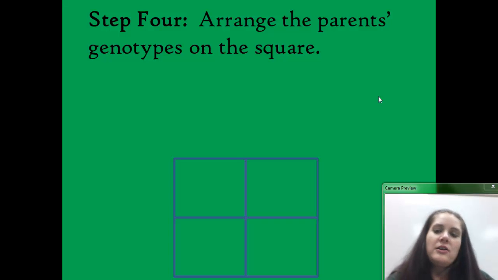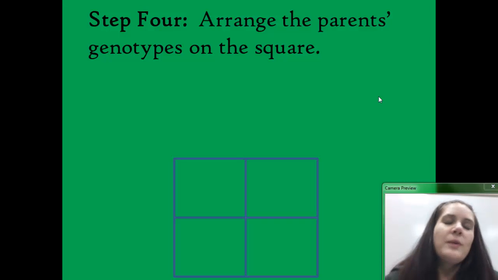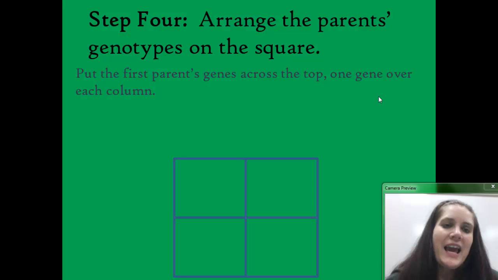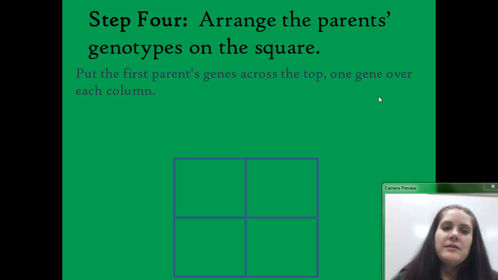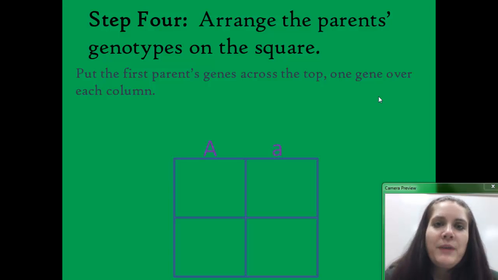This is where we're going to use Mendel's principle of segregation. So we're actually going to segregate our alleles. We have our first parent who was big A, little a. That's the first parent. They're going to go across the top. So I'm going to make myself a little sub-step in my steps here, and I'm going to write first parent across the top. My first parent was big A, little a.